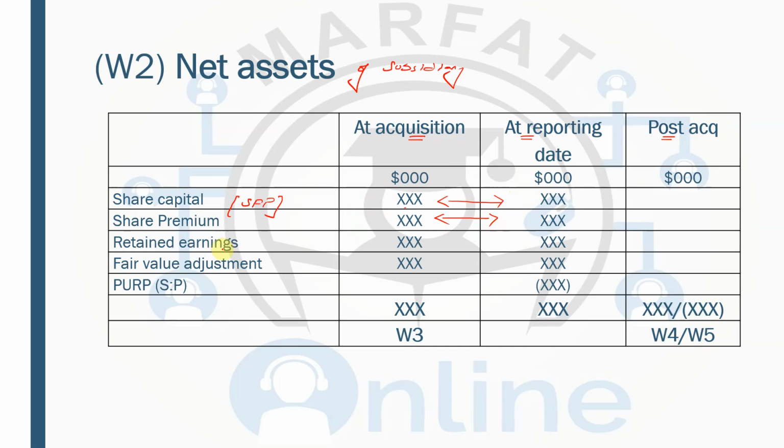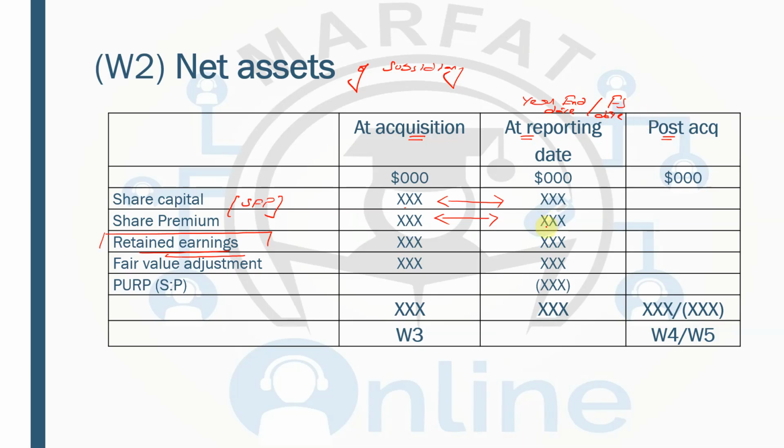And then we have the retained earnings. Now, whenever you are calculating the net assets of subsidiary, make sure you give appropriate attention to this point specifically, which is the retained earnings. Now, retained earnings at acquisition and retained earnings at the reporting date. So the reporting date is simple. You can get the retained earnings at reporting date. Reporting date simply means the year end date, or you can say the financial statement date.